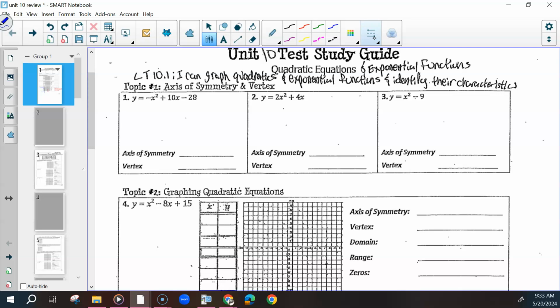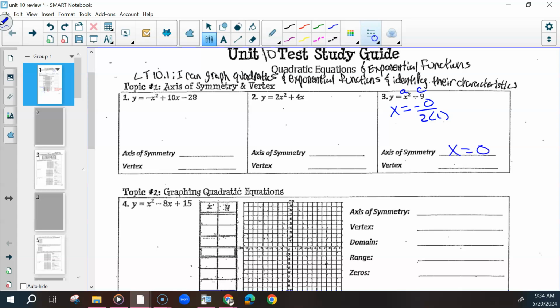So the setup would be similar. X equals negative, we don't have a b, negative 0 over 2 times 1. What would that axis of symmetry be? X equals 0.